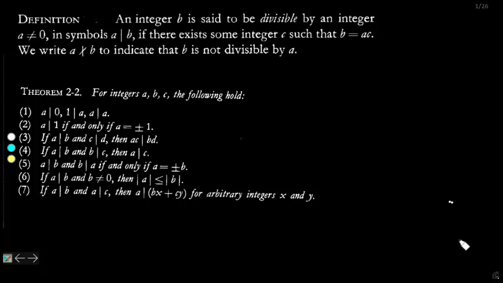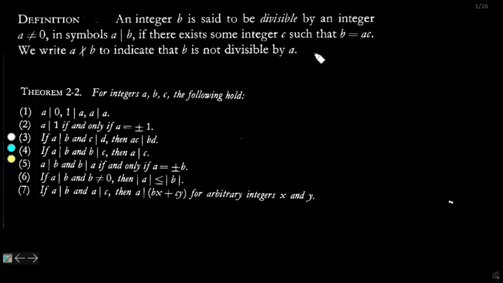Hello students, let us see an important concept in the theory of integers: divisibility. Let us see the definition of divisibility. An integer b is said to be divisible by an integer a not equal to 0. This is the very important thing here. In symbols, a divides b, or b is divisible by a, if there exists some integer c such that b equals ac. We write a does not divide b to indicate that b is not divisible by a.